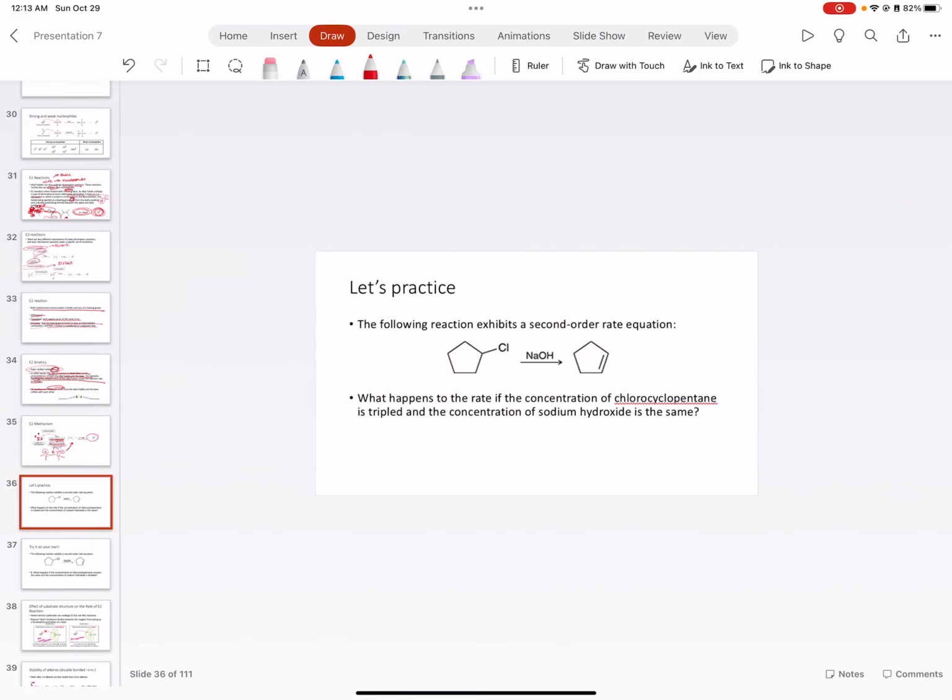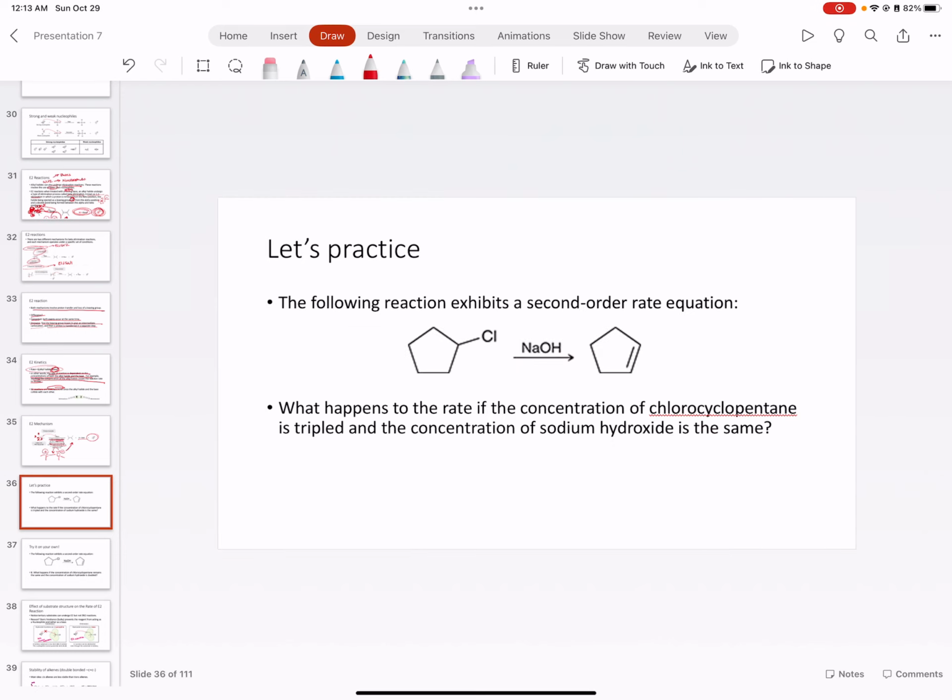So let's practice. The following reaction exhibits a second-order rate equation. What happens to the rate if the concentration of chlorocyclopentane is tripled and the concentration of sodium hydroxide stays the same?